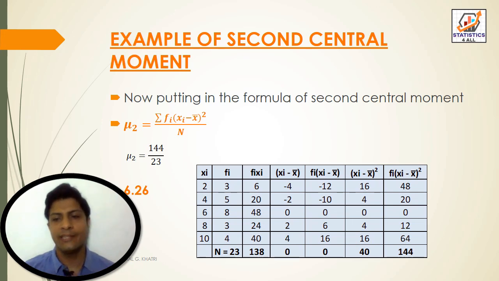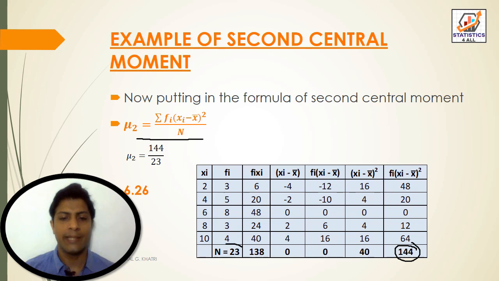Now we put this value in our formula, that is mu 2 is equal to sigma fi into (xi minus x bar) whole square divided by n. So here we get the value 144, and n is equal to 23. So mu 2 is equal to 144 divided by 23, and we get the value 6.26.